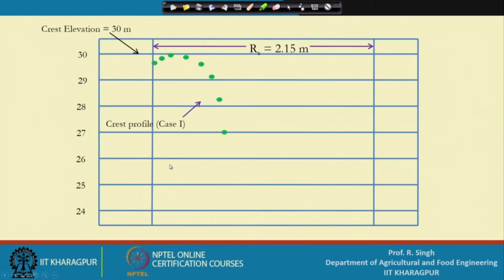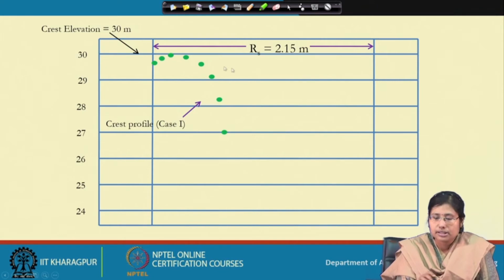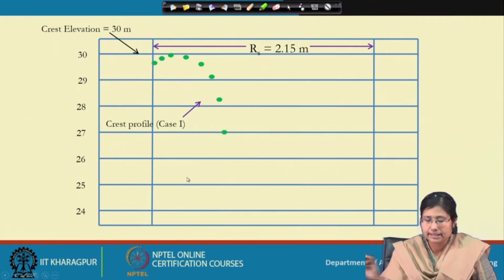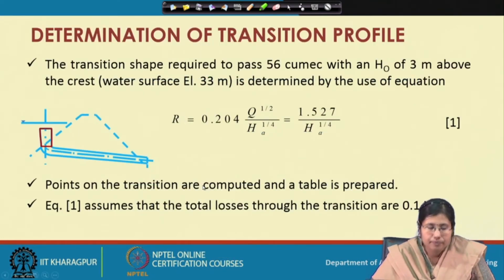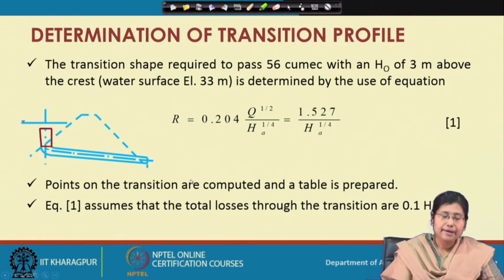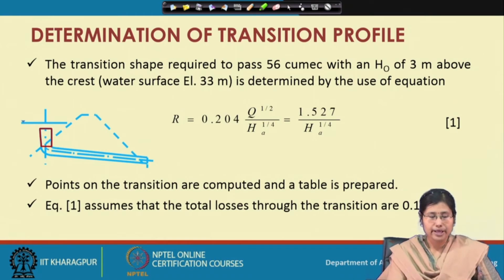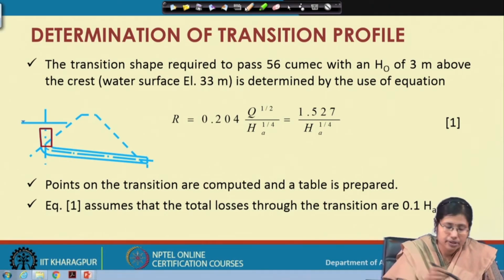So, at a crest elevation of 30 meter and at different values of x and y, with Rs, the radius at the inlet, kept at 2.15 meter, we can get the crest profile like this after interpolating these table values. Once we obtain the crest profile, we now determine the transition profile. So, the crest profile was this, and this design was completed.